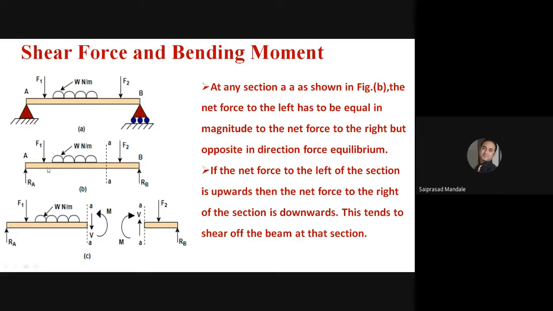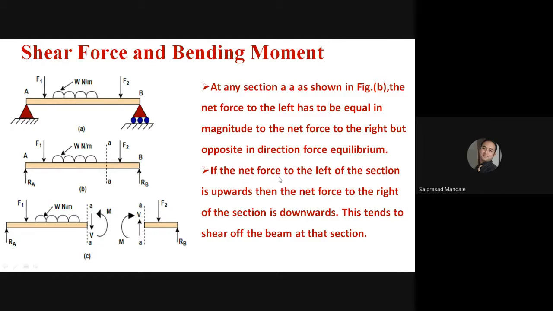Means what? This is the AA section. If the summation of forces acting on the left hand side is equal to the summation of the forces acting on the right hand side, both are the same in magnitude but opposite in direction. At any section, the intensity of the forces on the left hand side and the right hand side is the same, but in opposite direction.